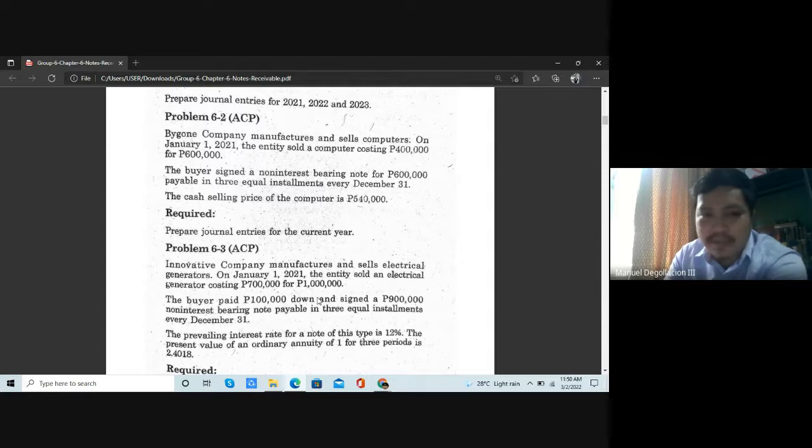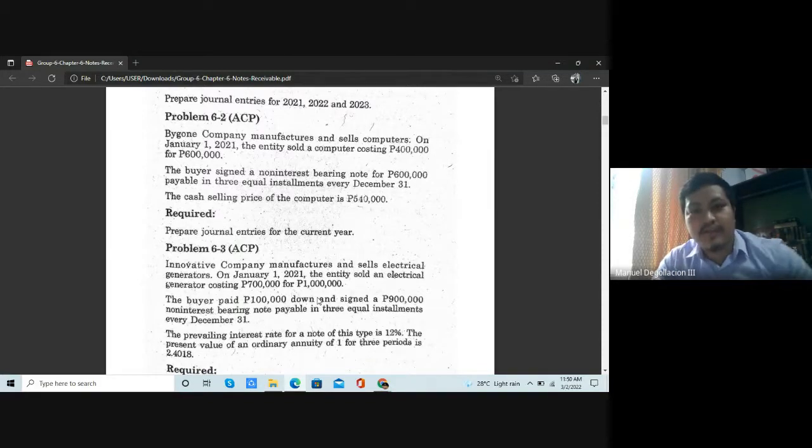Then other possible questions. How much is the carrying amount of your notes receivable on December 31, 2021? How much is the carrying amount of your notes receivable on December 31, 2021? The answer would be 570,000, class.